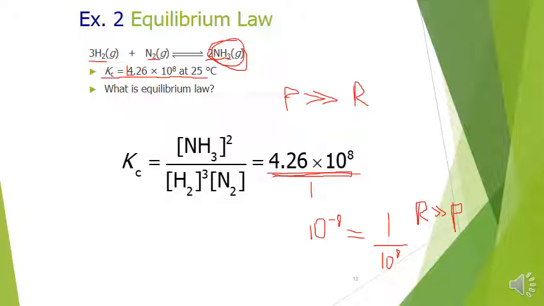Okay, so if this exponent is positive, there's going to be more product than reactant, and if it's a negative exponent, there's going to be more reactant than product. This essentially says that there's 100 million reactants for only one product. So think about the numbers in terms of what they really mean as well.